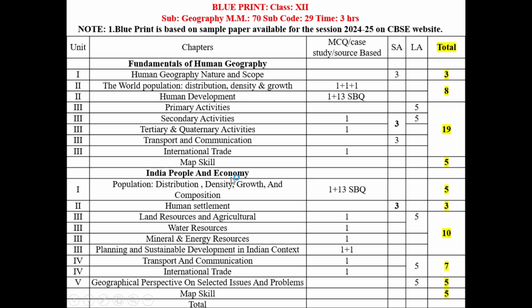On the other hand, India: People and Economy, the first chapter, carries 5 marks, human settlement will carry 3 marks, then land resource, water resource, mineral resource and planning and sustainable development, from these 4 chapters will come 10 marks, transport and communication and international trade will carry 7 marks, and the last chapter, geographical perspective on selected issues and problems, may ask 5 marks, and map 5 marks, so total 70 marks.